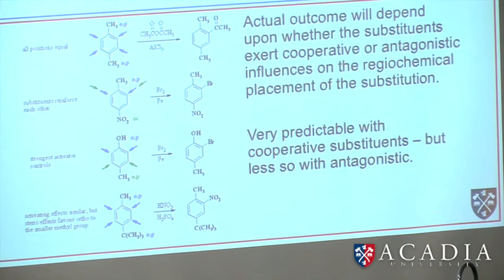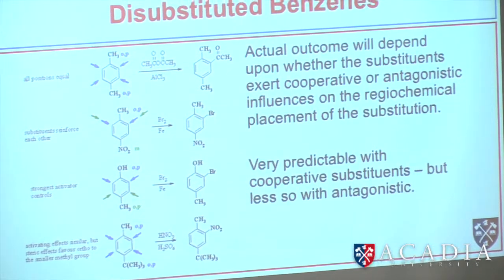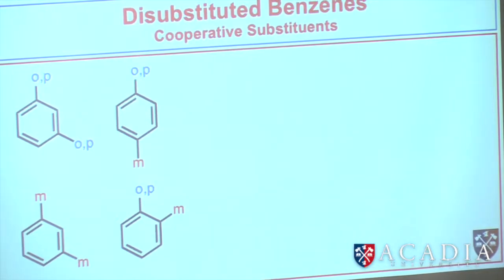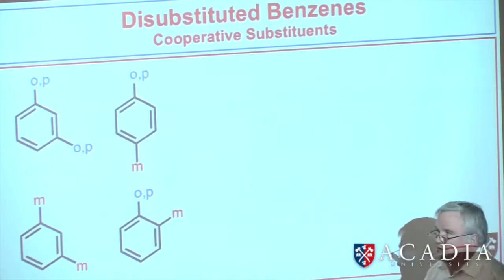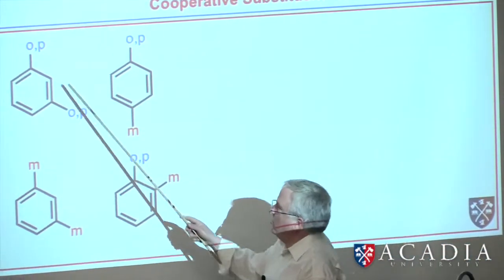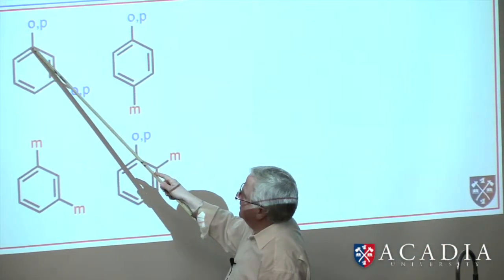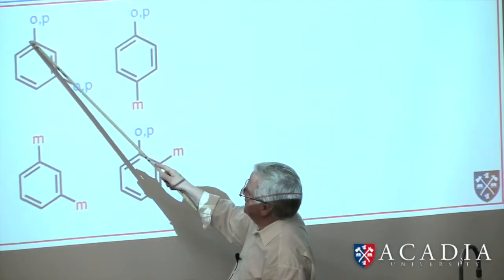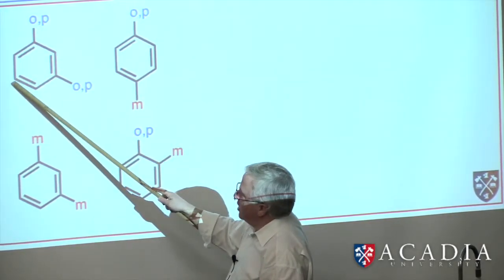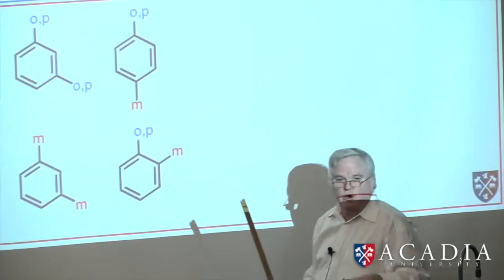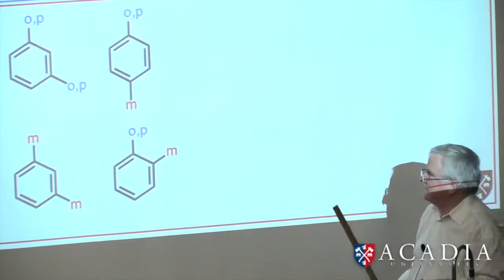So let's take a look at what happens when we have disubstituted benzenes. In these four instances, they're all cooperative. These are both ortho-para directors, so that's ortho to that position, that's ortho to that position, that's also ortho. None of them are directing to this position, so we don't expect to see any substitution in that position.